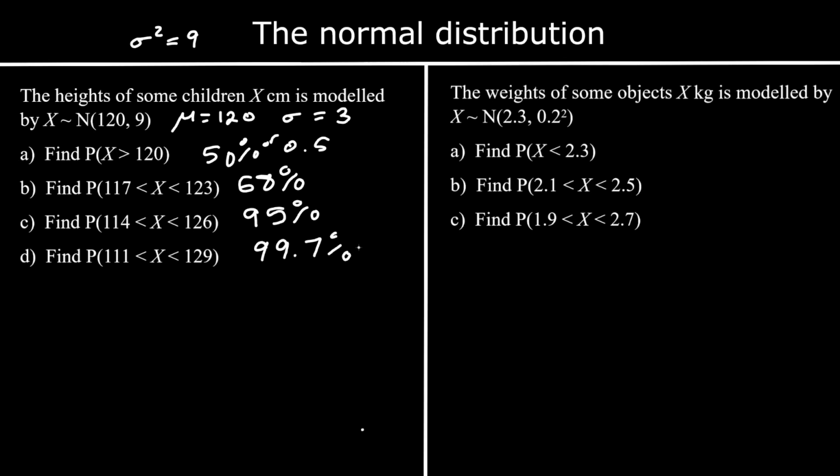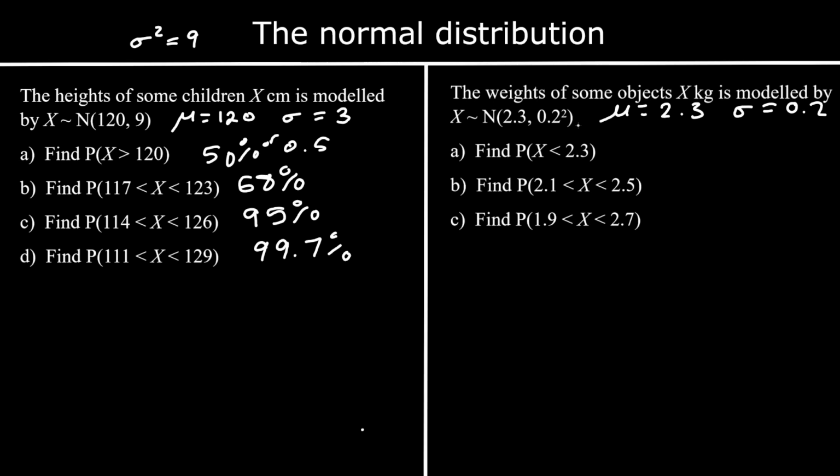Okay, one for you to try. See if you can give it a go. So the weights of some objects are modeled. X is distributed normally with a mean of 2.3 and the standard deviation is 0.2. So the variance is 0.2 squared. Standard deviation is 0.2.